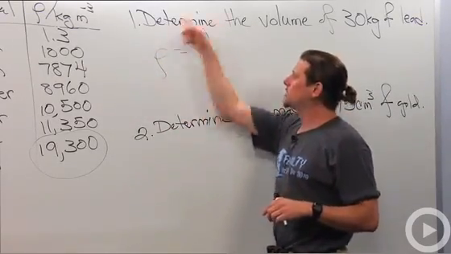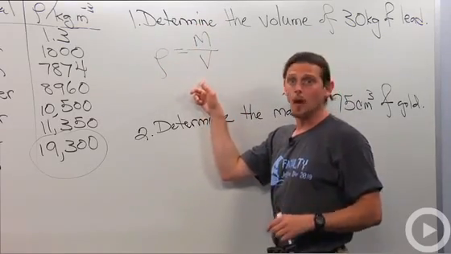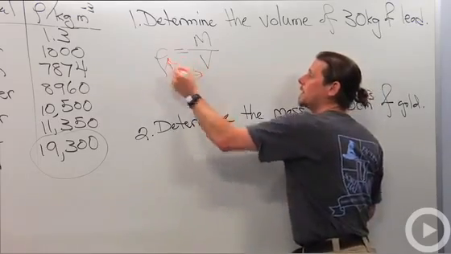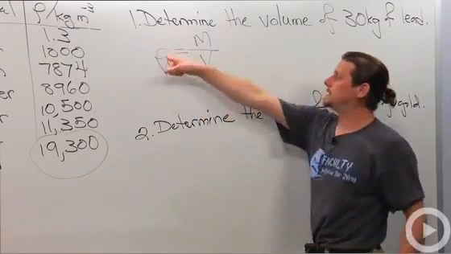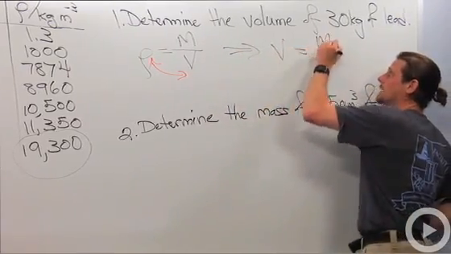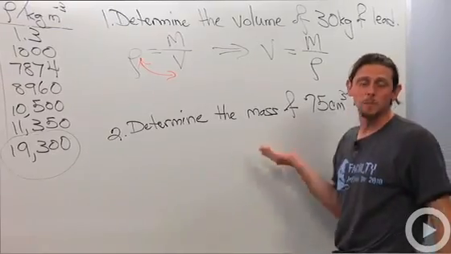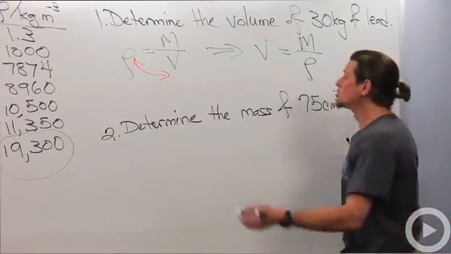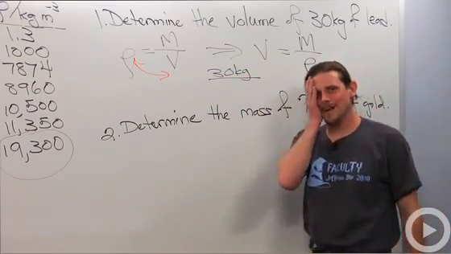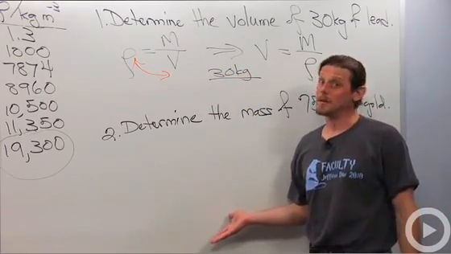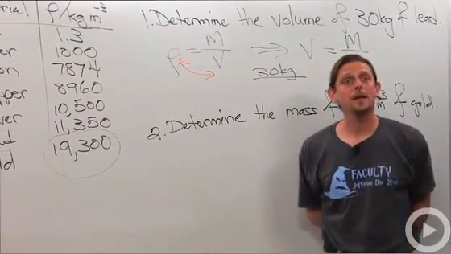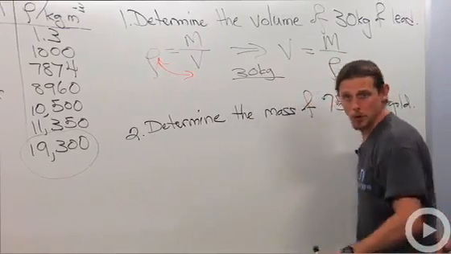Now, this type of equation is very, very easy to solve for V because basically all we need to do is just swap those two. So density equals mass divided by volume. Therefore, volume equals mass divided by density. At this point, all we need to do is plug in numbers. So we'll plug in 30 kilograms divided by the density. It didn't give me the density, but it did tell me that it was lead. And I know from my table that the density of lead is 11,350 kilograms per cubic meter.